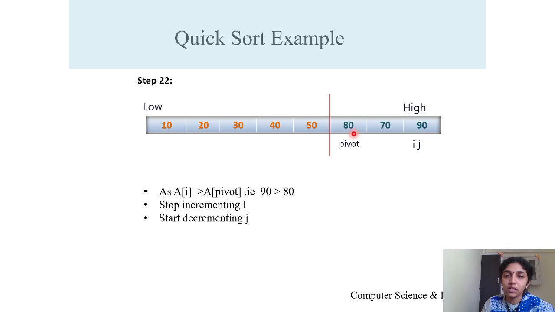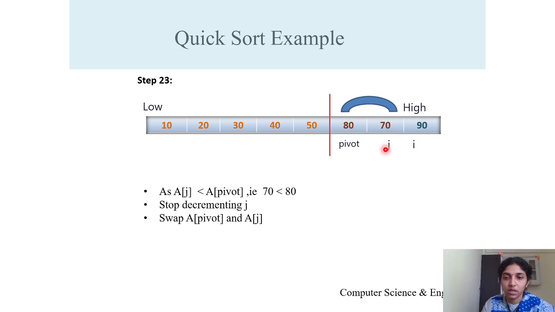Now check whether a of i is less than 80. That is the pivot value. No. So stop incrementing i. Now go to j. Check whether a of j is greater than 80. Yes. Now decrement j. So now j is pointing to 70. Now check whether a of j is greater than 80. No. So stop decrementing j. But j has crossed i, so we have to swap the pivot with a of j.